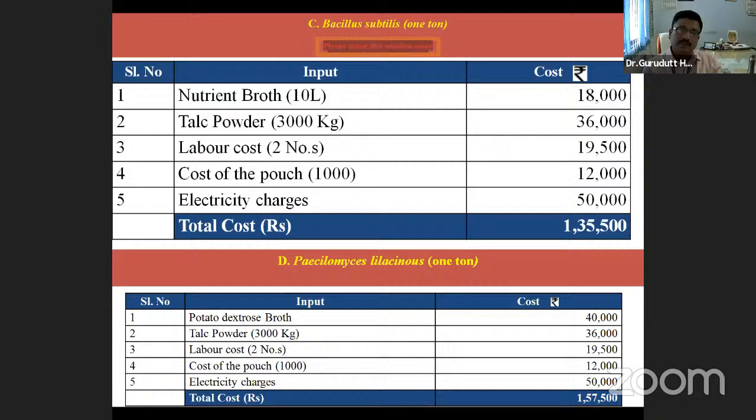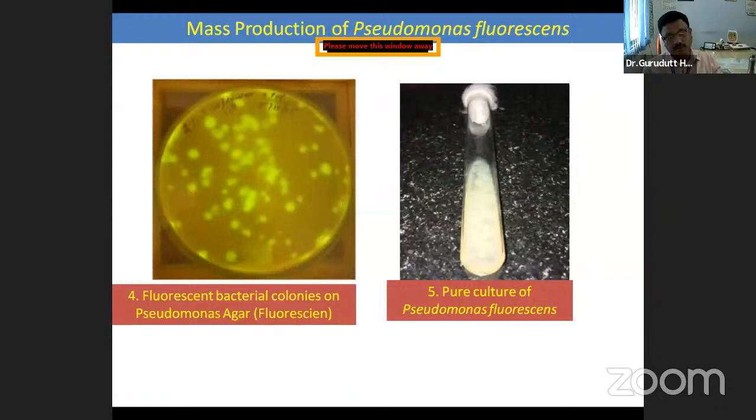For Paecilomyces lilacinus, 1 ton requires 1,57,500 rupees. This includes the cost of electricity, labor, all the inputs, and the pouch and packing material. Everything is included for 1 ton. Now we will slowly move to the next, Pseudomonas fluorescens. The procedure is almost the same; only the media and the quality assessment vary here.